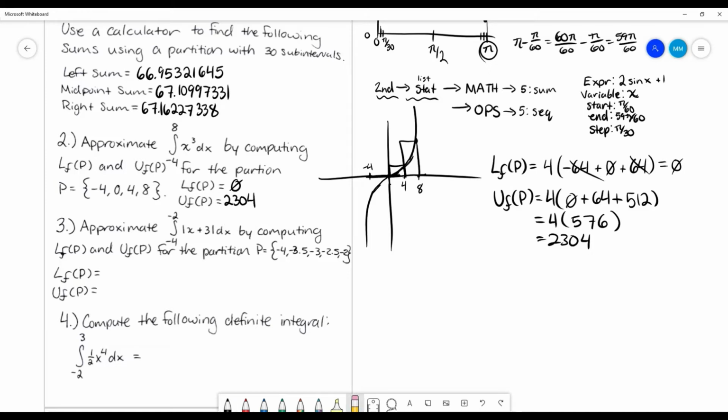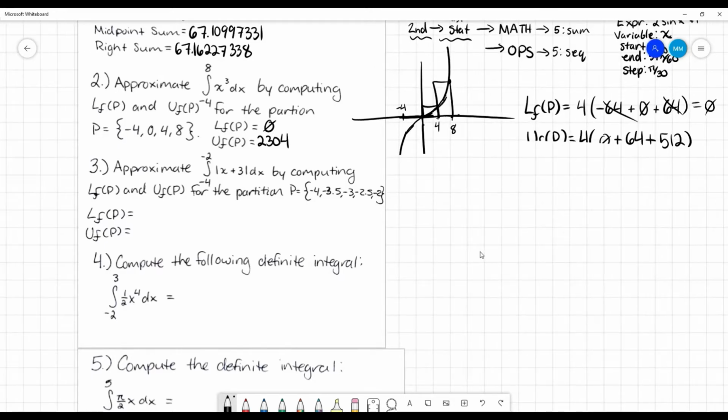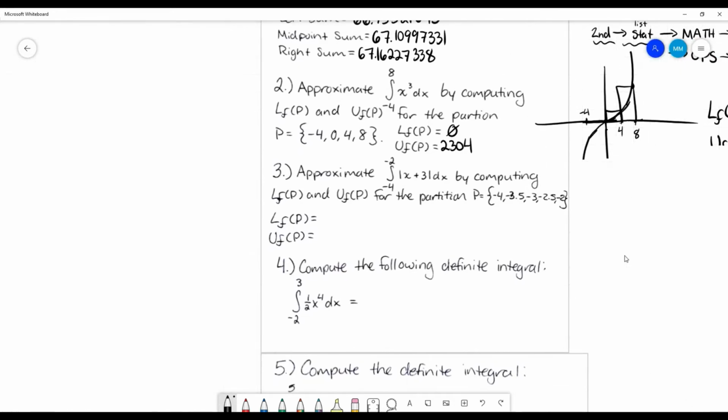Moving on down to our next problem, we want to approximate a different integral. This one is the absolute value of x plus 3 along these bounds by computing, same thing, that lower and upper sum for a different subinterval now, or a different partition. So let's see. Obviously, an absolute value looks something like this. So we can kind of rewrite that, and I would write that as a piecewise function, probably.